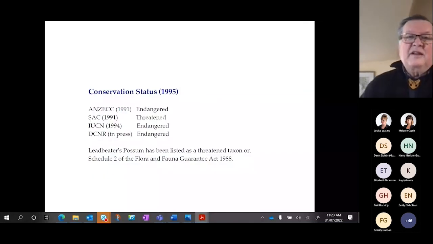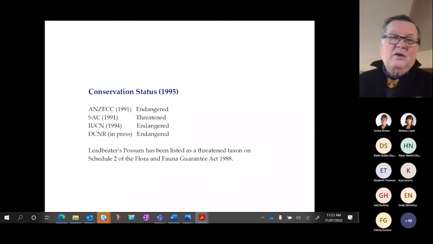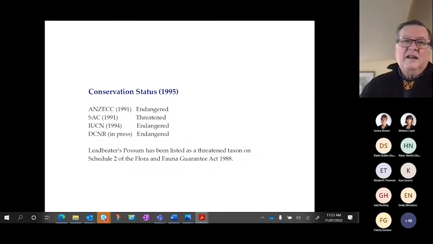And it was always recognised that this animal was not widespread or common, and in the 1990s it was actually listed as threatened or endangered under various systems. Go on.